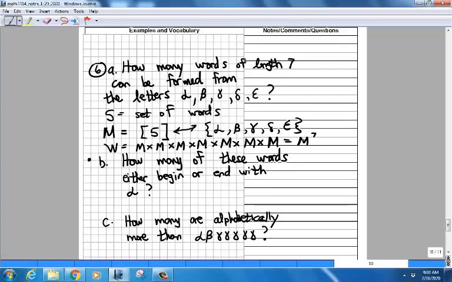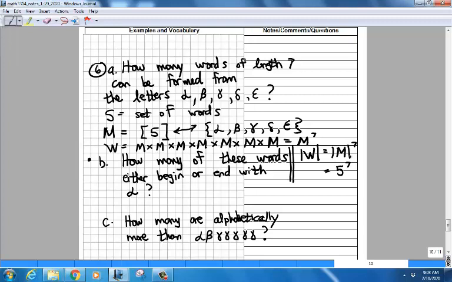Now, do I know how big M is? So that's really crucial. I'm sorry, do I know how big W is? That's really crucial. Is that obvious? Well, we have a theorem to help us with this. So the cardinality of W is going to be what? Perfect. It's going to be the cardinality of M raised to the 7th power. And we know what the cardinality of M is. That's trivial. That is 5. And so there it is. The size of that model is 5 to the 7th power.